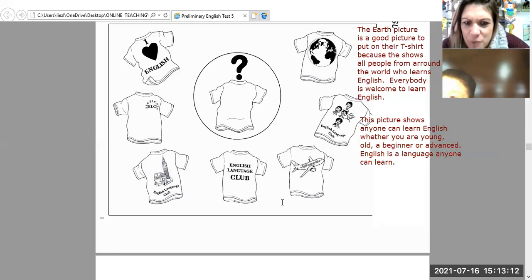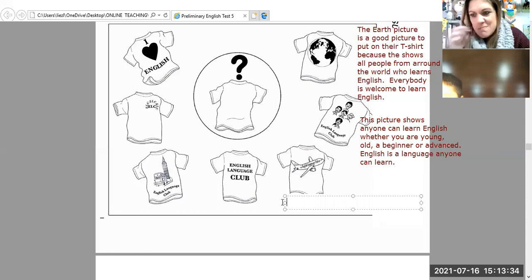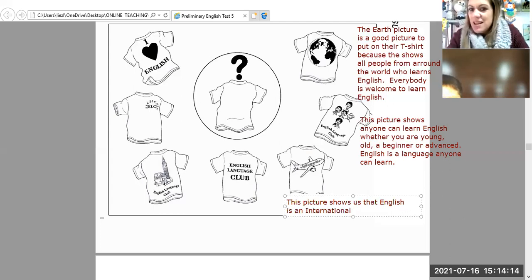Okay. What about the airplane? What does the airplane show you? The airplane picture shows... what does that show us? What do you think that could show us? This picture shows us that English is an international language.